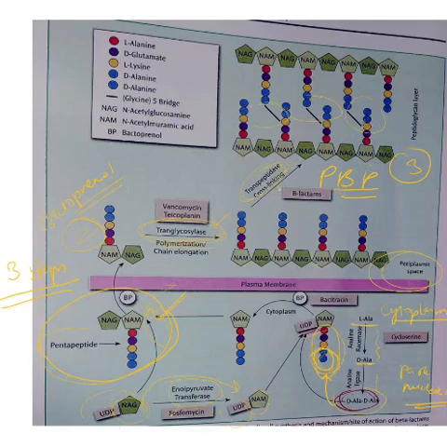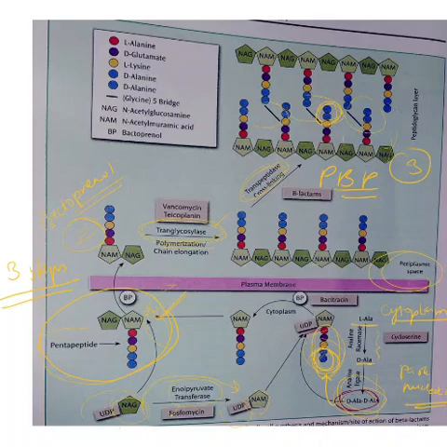This enzyme, transpeptidase, cuts off the last D-Ala from the pentapeptide chain, and the energy that is released helps in forming the bond. So the D-Ala is broken down by transpeptidase, and the energy released forms the cross linkage. So this is the process of cell wall synthesis.